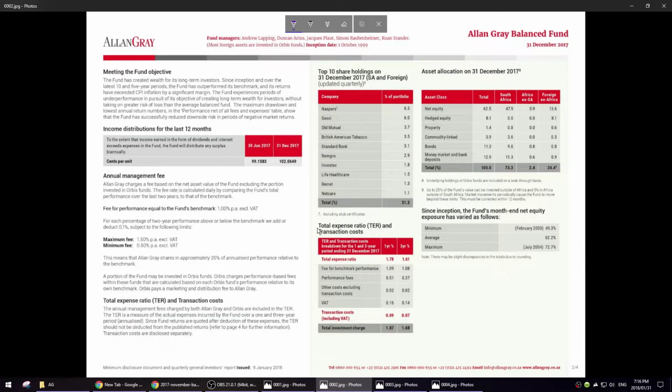Page 2, total expense ratio. That's how much it's going to cost you every year. Reduces performance. There's the top 10 shares in the fund. Total equity of the fund, over 70%. The rest is a little bit of property, mostly bonds and cash.